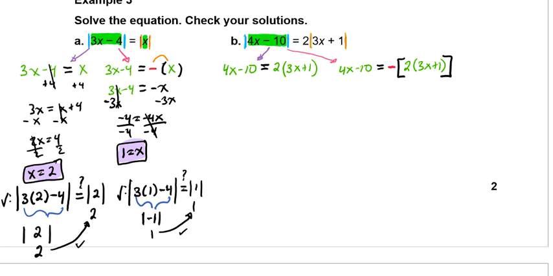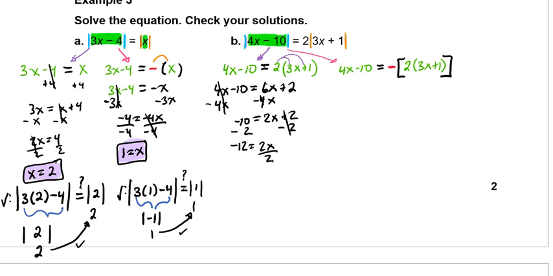We're going to begin by distributing the 2, and that is going to give us 4x minus 10 equals 6x plus 2. I'm going to subtract 4x from both sides. I have negative 10 equals 2x plus 2. I'm going to subtract 2 from each side. I get negative 12 equals 2x.